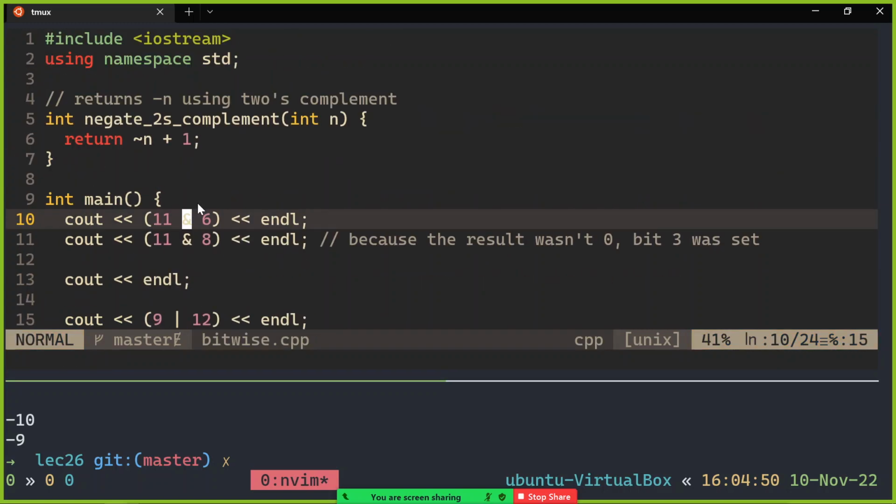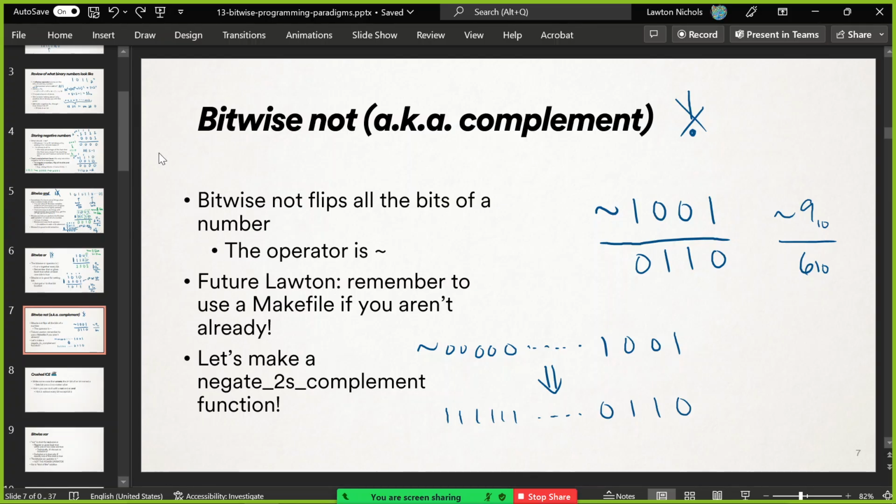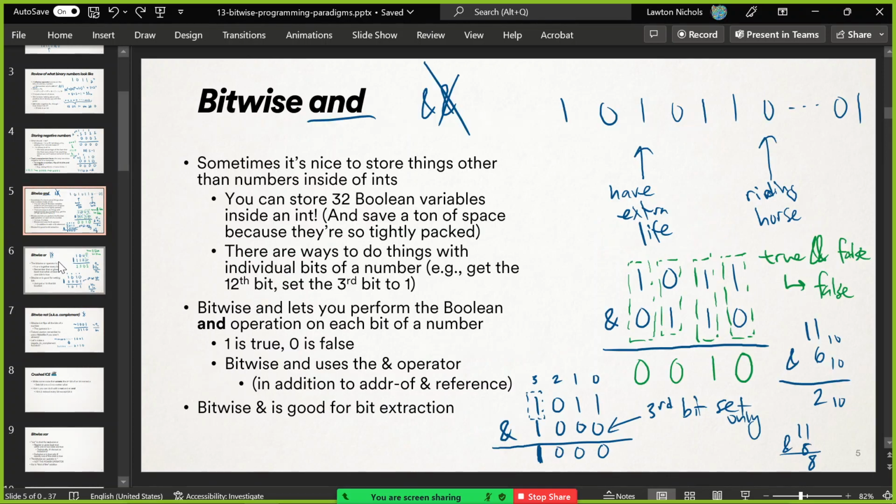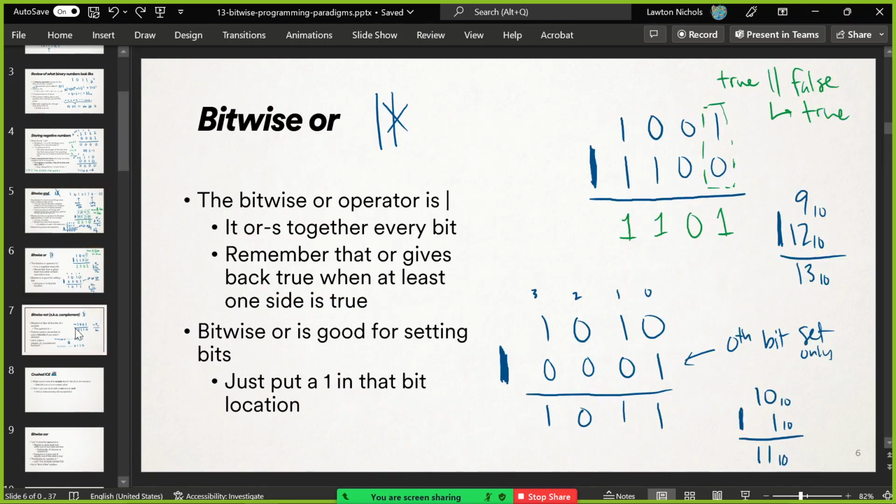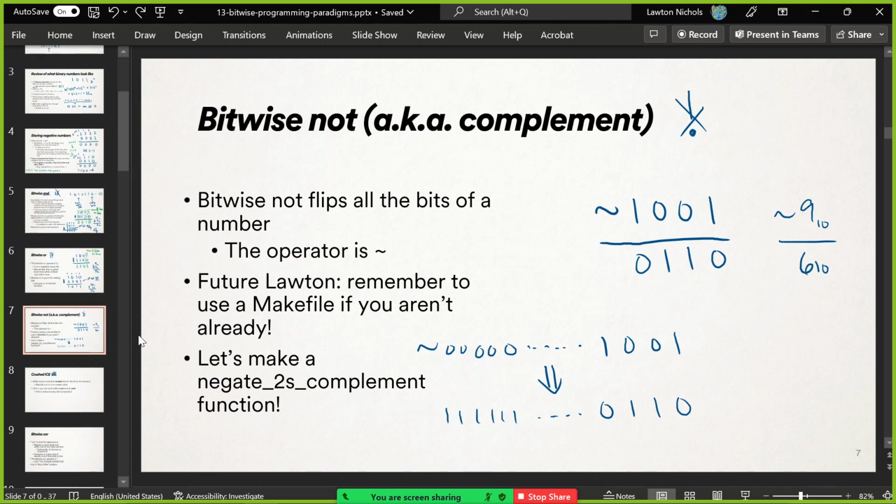So that's one thing that 2's complement is good for. All right, any questions about any of that? So we learned and, or, and not. Because now I have a question for you. Maybe I'll give you these slides on Discord or something.